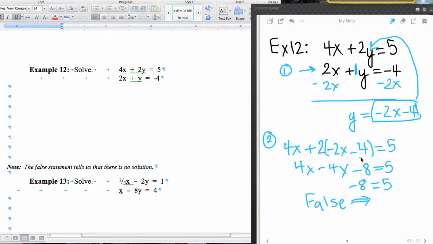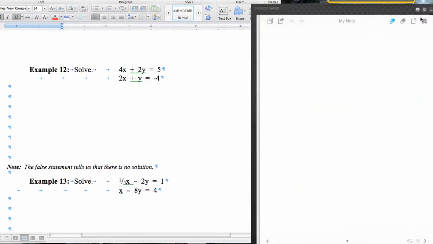Our false statement from example number 12 leads us to the conclusion that the solution for this system is a null set. In other words, what we have going on here is two parallel lines. Remember that when lines are equidistant at all points, they'll never touch and they'll never cross, which means there's no place that they'll intersect and have a solution at the same time. All right, now let's look at example number 13.